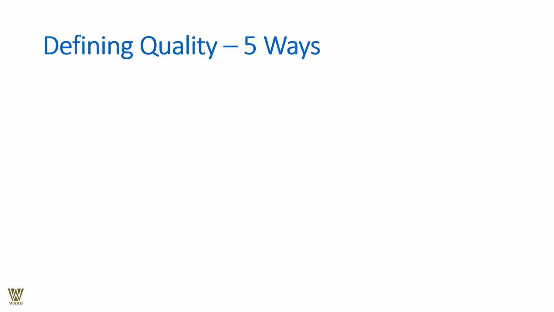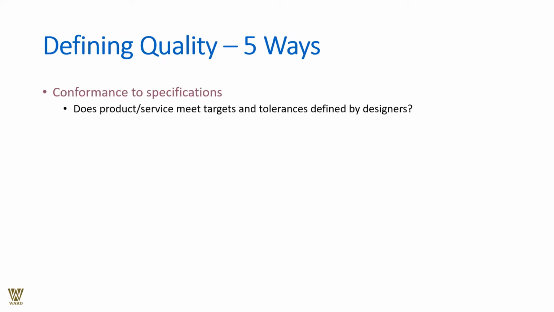So, five ways to define quality, and let us understand what are those five ways altogether. First and foremost, whatever is expected, exactly the product or the service displaying the identical characteristic. That is what conformance to specification is all about. Does your product, does your service meet targets? Tolerance defined by the designer. Fitness for use is evaluating the performance of intended use.